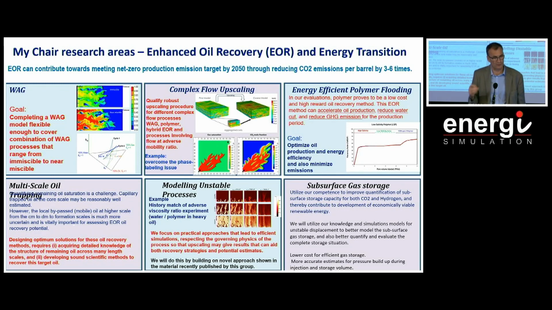Now perhaps gravity having more of an impact, taking the CO2 plume up to the top of the system, but at what point would we expect to see behavior consistent with an unstable displacement process?